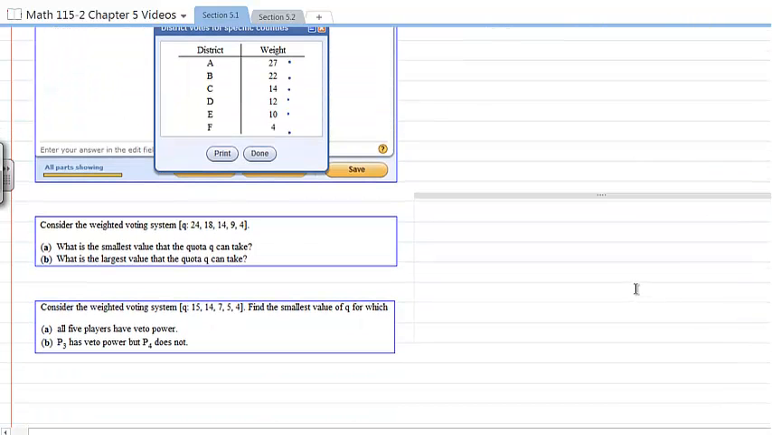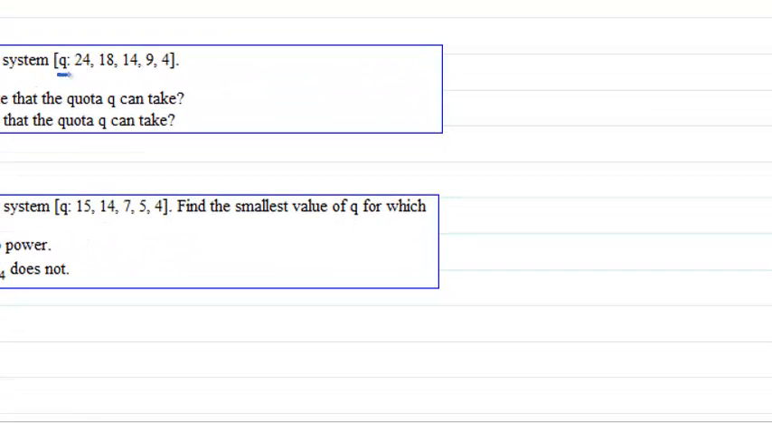All right, 2 more questions. Each of these questions has 2 parts. So let's have a look at question 2. Consider the weighted voting system Q, 24, 18, 14, 9, and 4. First question is, what is the smallest value that the quota Q can take?